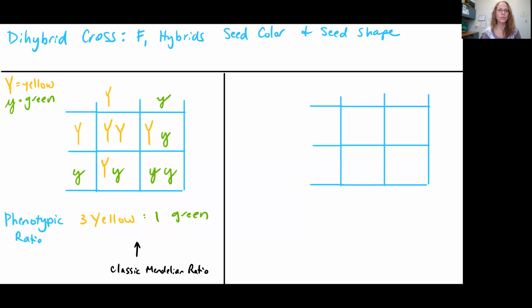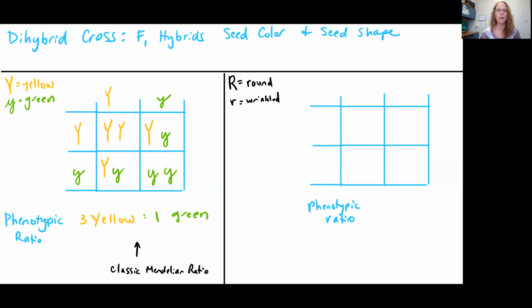Okay, so hopefully your Punnett square looks like mine. So because our parents were heterozygous, they could either pass on a dominant allele or a recessive allele. And this gives us our classic Mendelian ratio of 3 dominant, which in this case is yellow, to 1 green, which is recessive. Now let's do the same thing over on the other side for our seed shape.